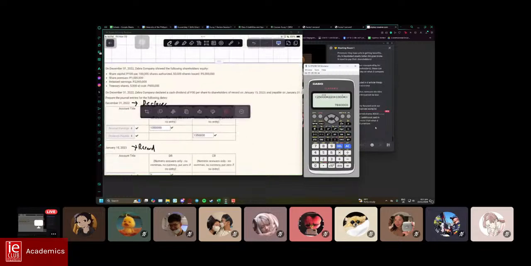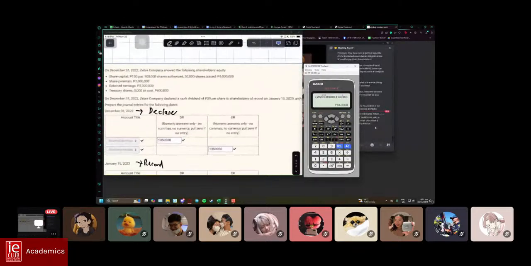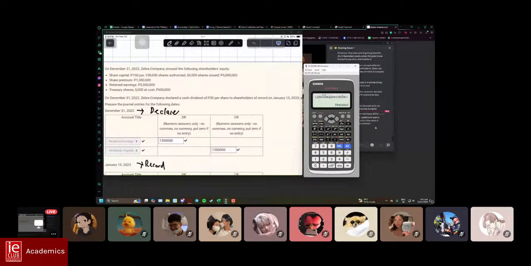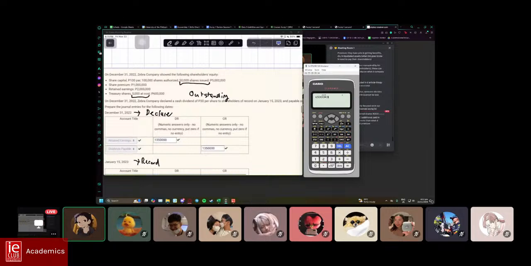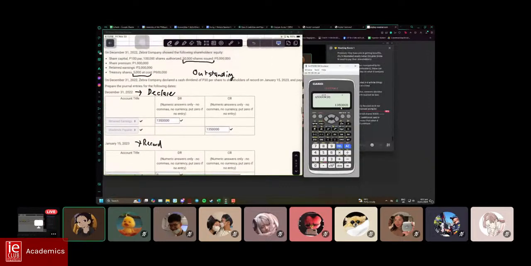So, when you declare a cash dividend of 30 per share, let's find out first how much that is. We need to find our outstanding shares. We have 50,000 shares issued, but we also know there are 5,000 treasury shares. So really, the outstanding shares right now is just 50,000 minus 5,000, which is 45,000 times the 30 per share. 1,350,000 is the amount of dividends that are going to be paid.